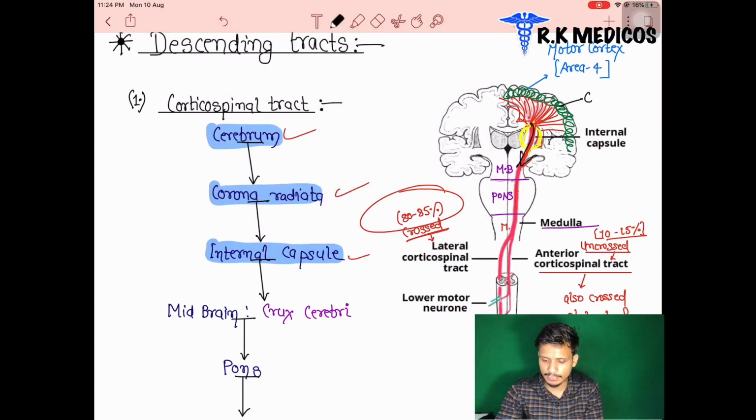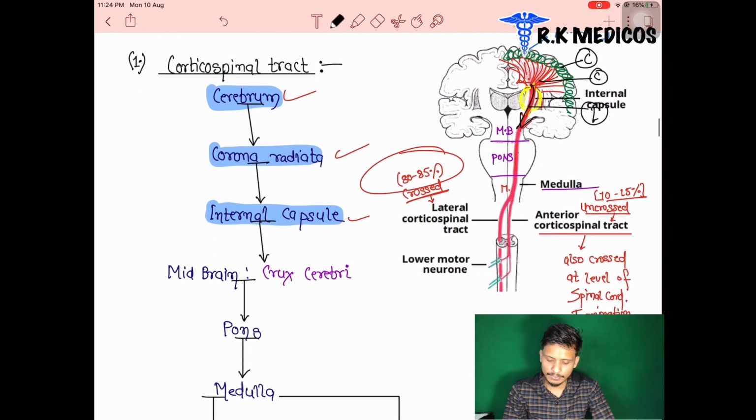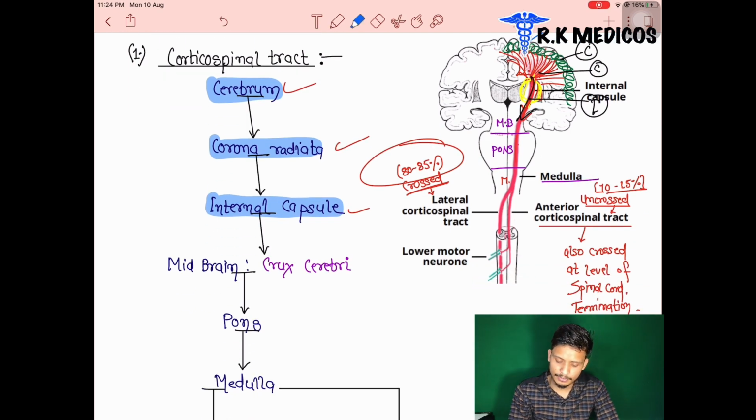The first point, cerebrum. Second point, the corona radiata. Third point, the internal capsule. After that, they reach the midbrain, and in the midbrain they pass through the crus cerebri part of the midbrain.